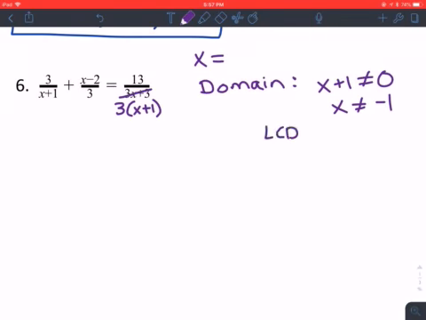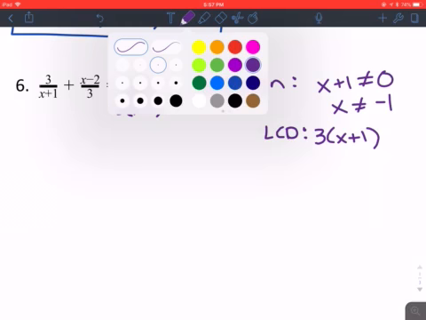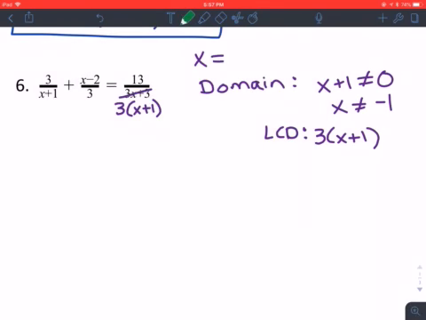So our LCD in this case, least common denominator, we have to include an x plus 1. When I look at that second fraction, I also need to include a 3. Then when I look at my third fraction, the 3x plus 1 is already included. So we're going to take our least common denominator and multiply our numerators times that.